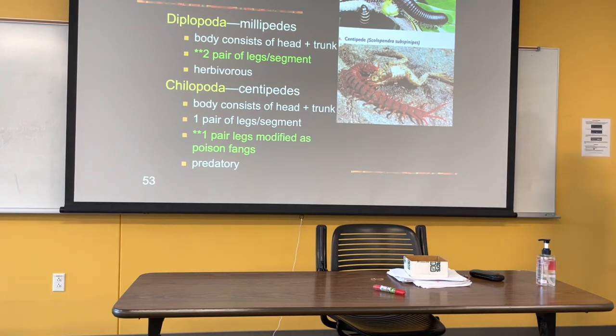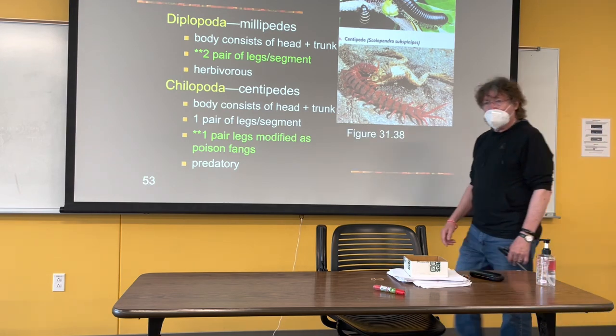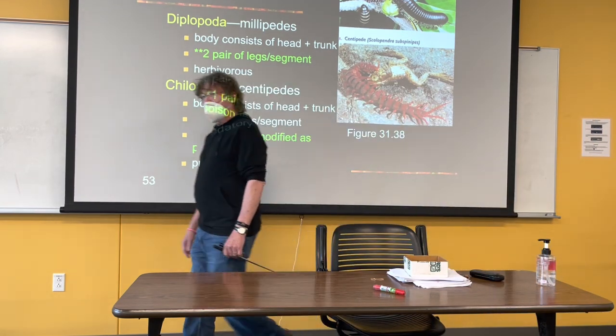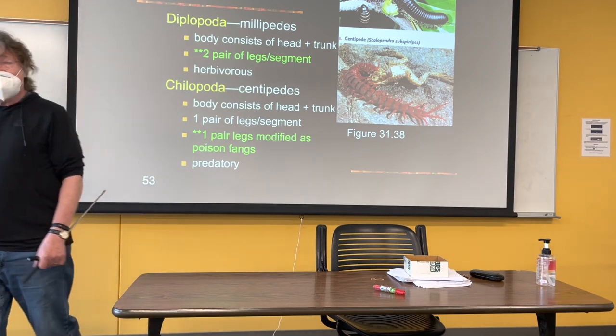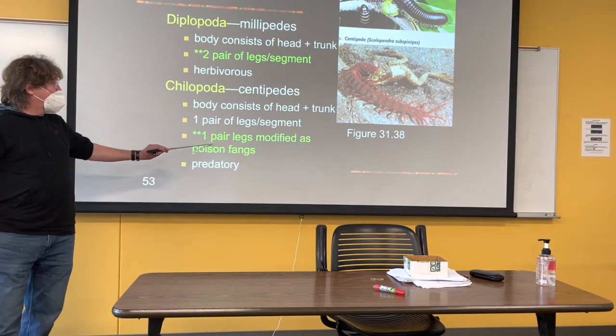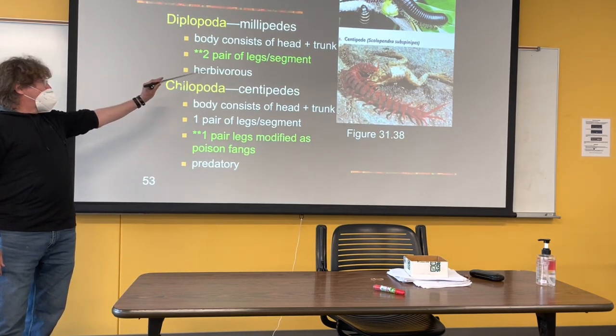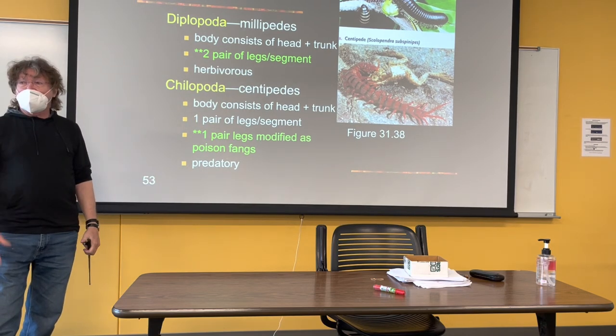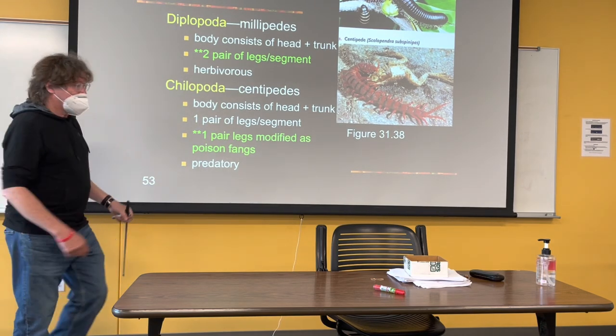If we were ever given a question on a test, should we put pseudo-segmented as the apomorphy, or do you want us to specifically put two pairs of legs per segment? We talked about this. Two pairs of legs per segment is the apomorph. Okay. Yeah.